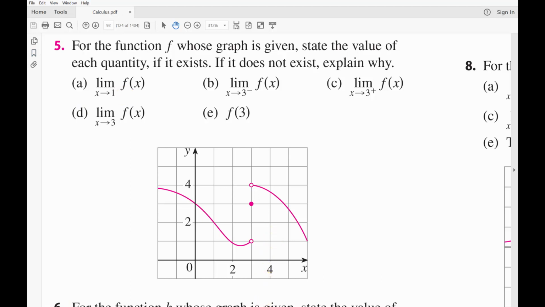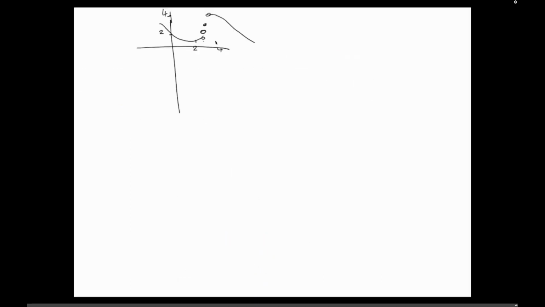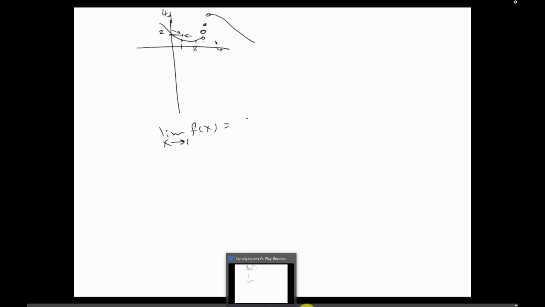So say the limit as x approaches 1. When does x equal 1? It's over here. So let's suppose this is 1. When x approaches 1 from the left side, it equals 2, as you guys see over here. And when we are approaching it from the right side, it also equals 2. So the limit as x approaches 1 for f of x equals 2, and the limit exists.